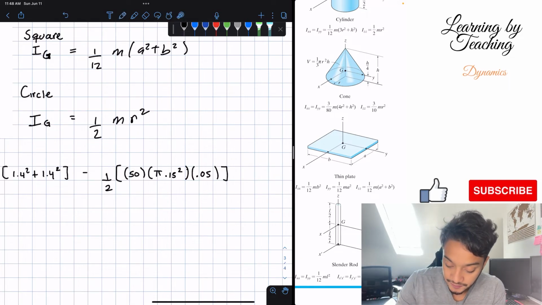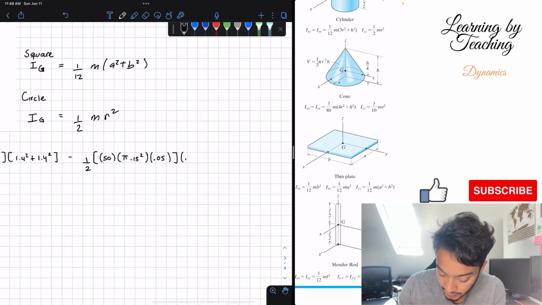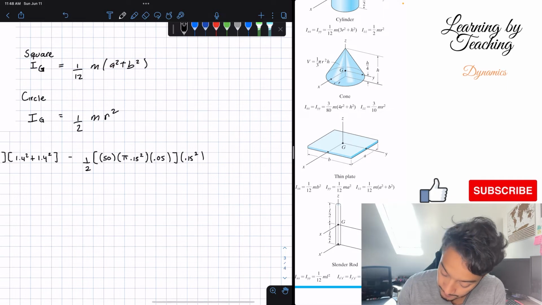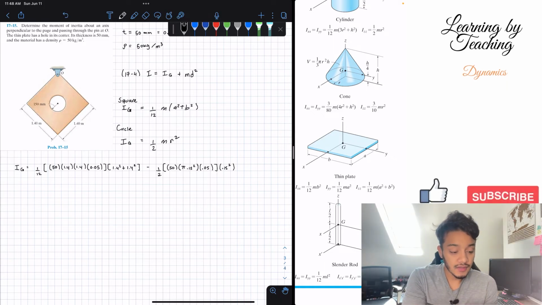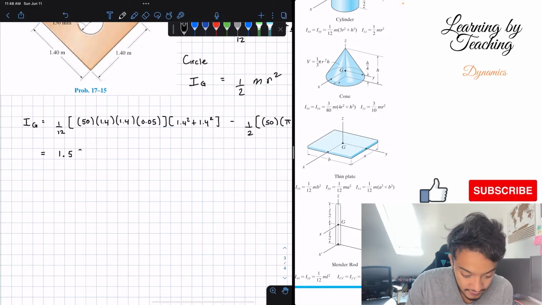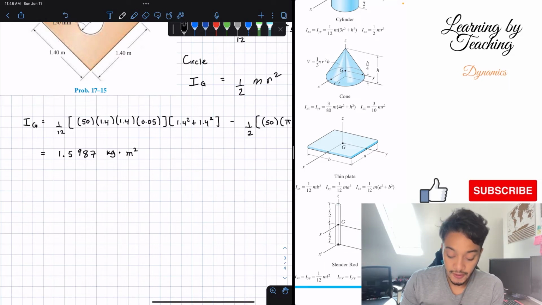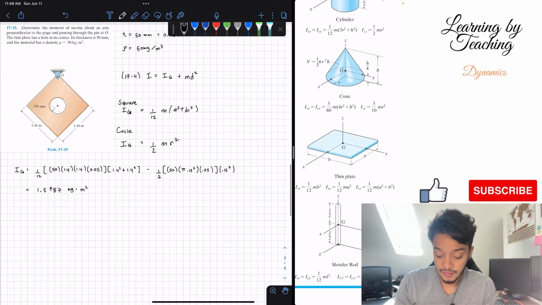And then after that, so we did the mass. After that, we need to multiply by the radius squared. And we figured out that the radius is 0.15, and we're going to square it. Okay? We're going to plug all of this into our calculator, and the answer will give us 1.5987 kilograms times meter squared. Okay, so this will be our moment of inertia about our center of gravity.